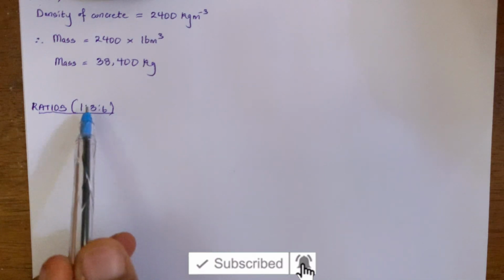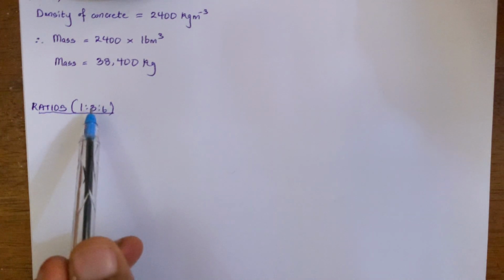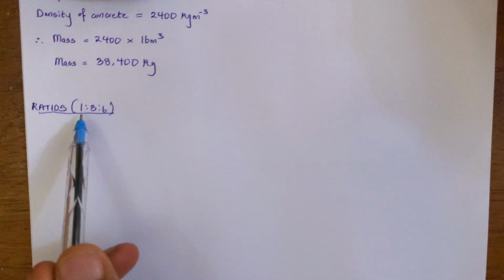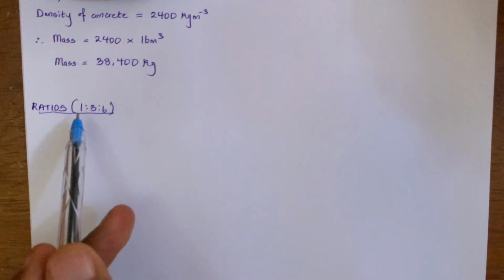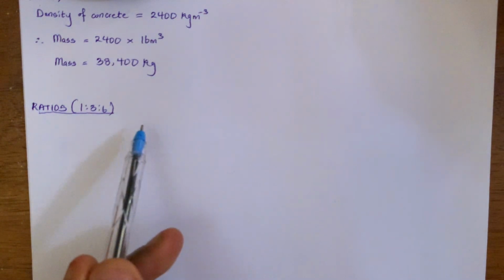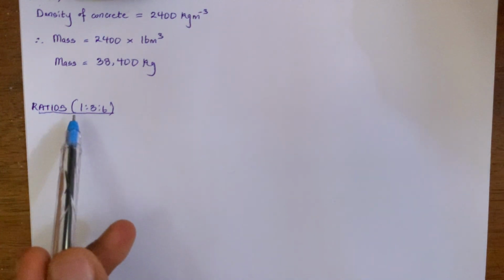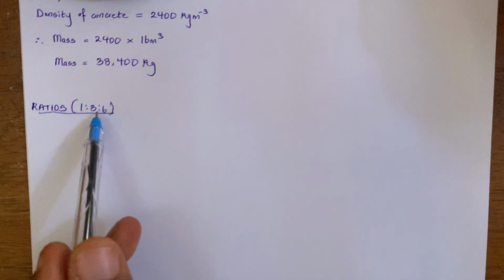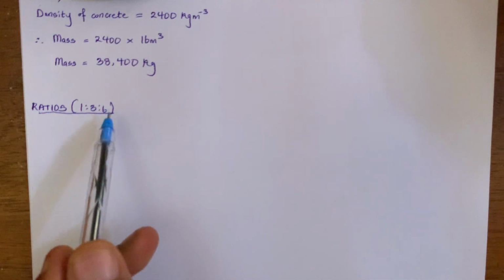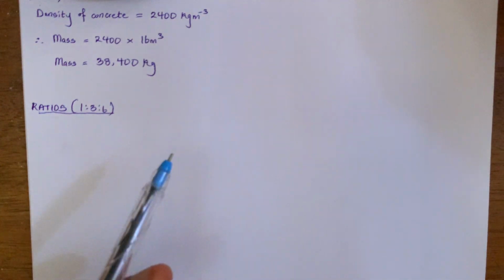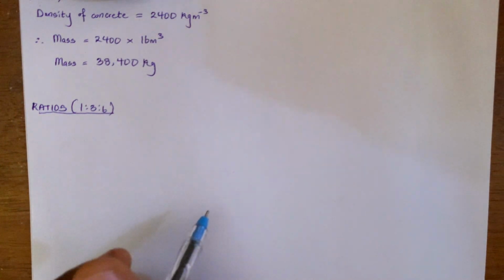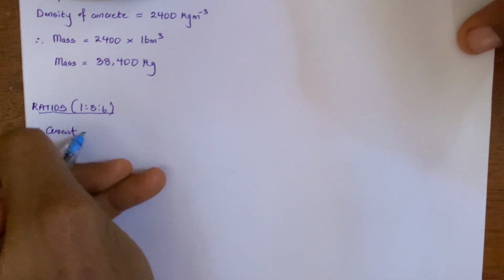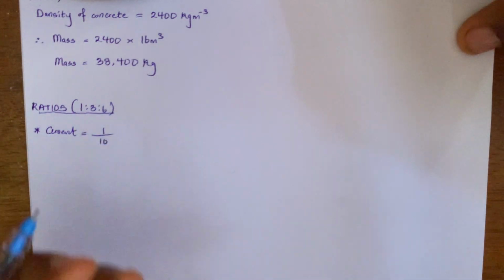So 6 plus 3 plus 1 is equal to 10. So it means that to read this ratio now, we can say 1 meter cube of cement, or 1 part of cement, is going to make 10 parts of concrete. Or you can read it as 1 meter cube of cement will make 10 meter cube of concrete. 3 meter cube of sand will make 10 meter cube of concrete, and 6 meter cube of aggregate will make 10 meter cube of concrete. So the first thing is cement. So our ratio will now become 1:10.